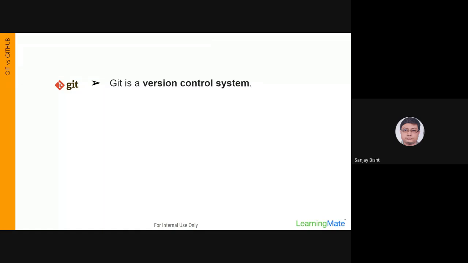One thing I have already shown is that Git is a version control system. It is a tool which helps us to manage and track the different versions of a file or a code file. It tracks who has done the changes, when the changes are done, and what the changes are. There is a facility to put a tag on a commit so that we can roll back to that tag at any given point in time.